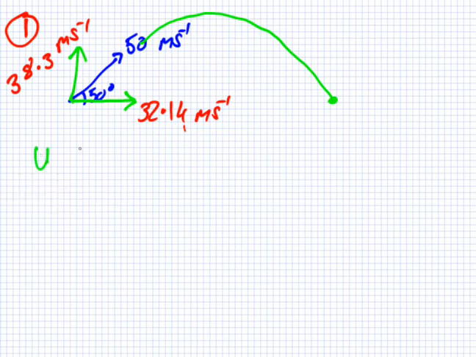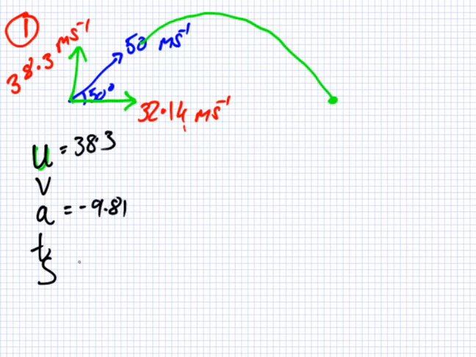UVATS. Should I look at X or Y? No, I tend to look at the range and height. Yeah, so I'll do the Y first. 38.3 minus 9.81, 0. Yeah, so I'm looking at the Y.